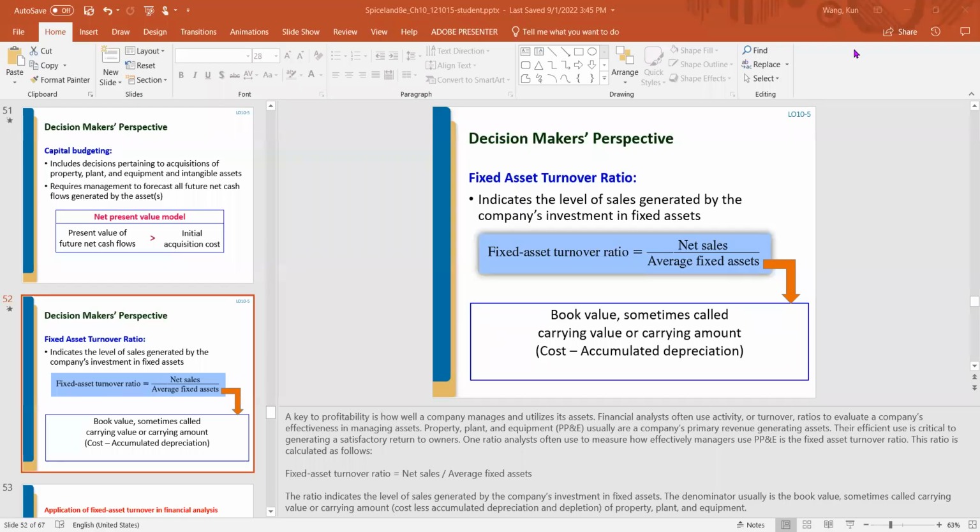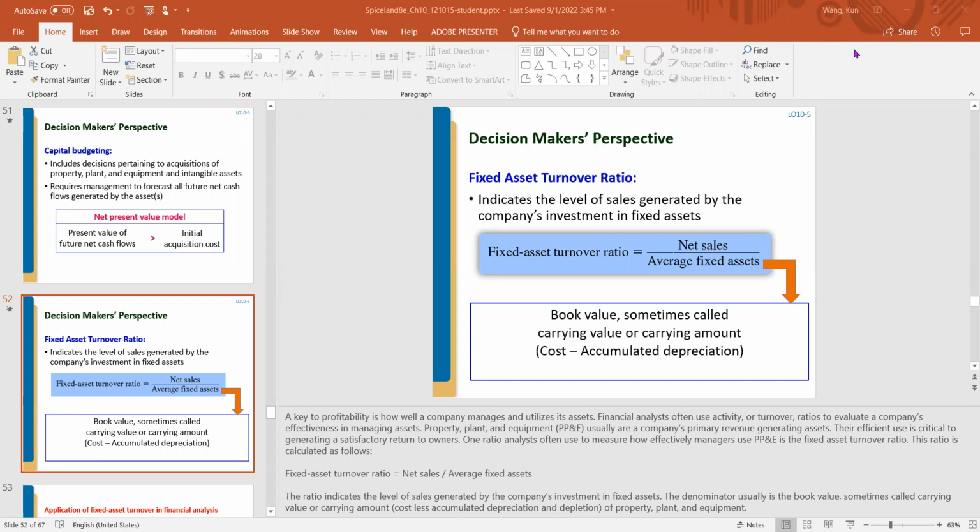Hello everyone. In this short video, I'm going to explain the use of a financial ratio related to the fixed asset. We call it the fixed asset turnover ratio. It is an indicator of how efficiently a company uses its fixed assets to generate sales or service revenues.